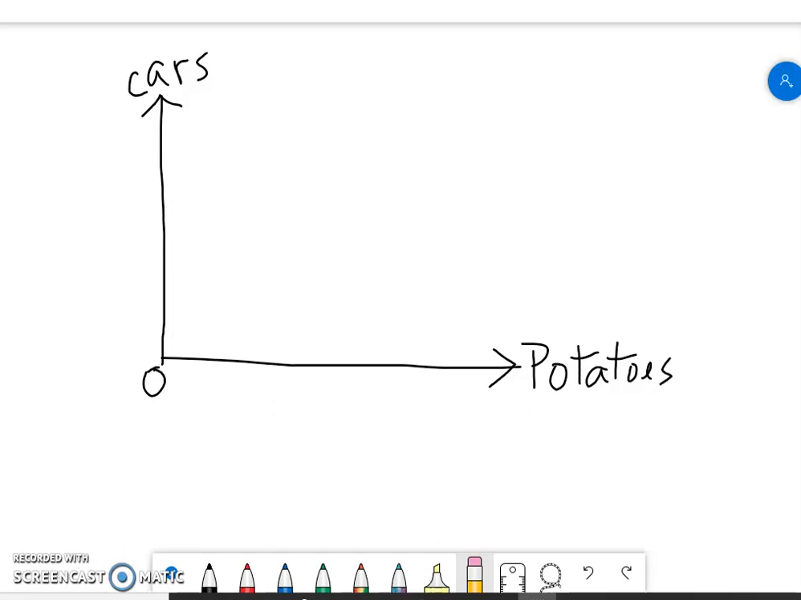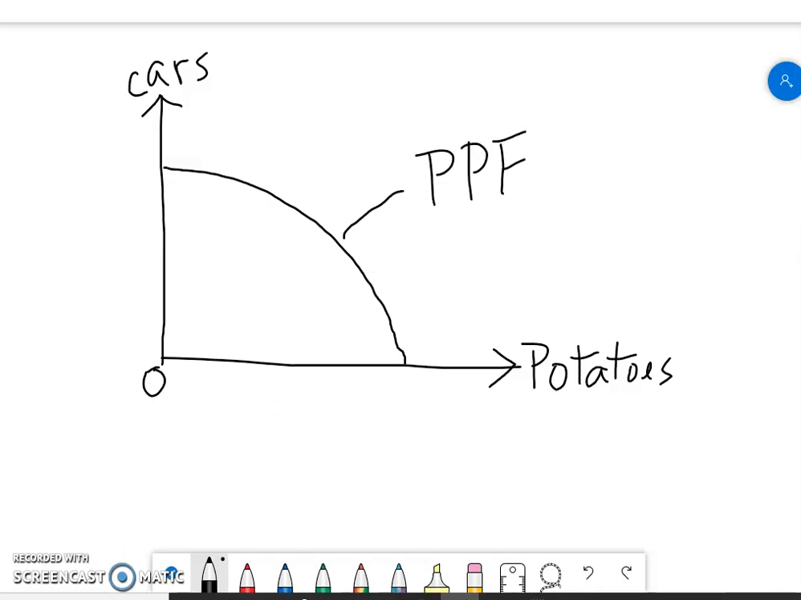All right, so here we're just going to tell you upfront what a PPF looks like, and then let's see if we can make sense of this. Okay, so we're going to tell you that a PPF looks like this. All right, let's label it a PPF.